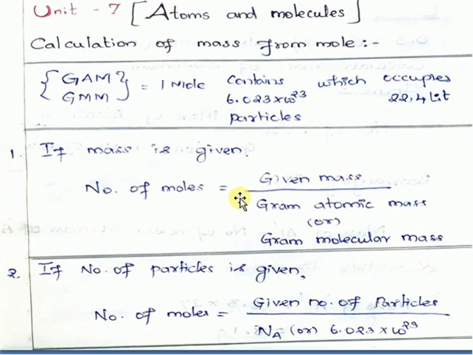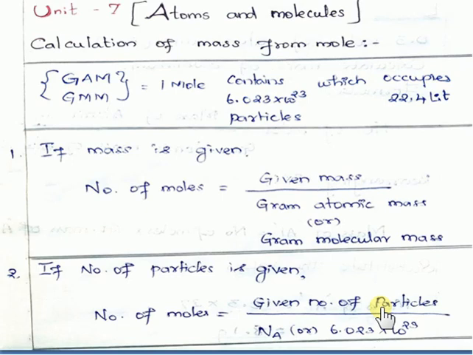That's the first step. Whenever we are going to calculate the mass, we have to take the number of moles. So the number of moles is equal to given mass by gram atomic mass, if the mass of an atom is given. In the case of a molecule, you have to choose the gram molecular mass. Now if the number of particles is given, the number of moles is equal to the given number of particles by Avogadro number, that is 6.023 x 10^23.